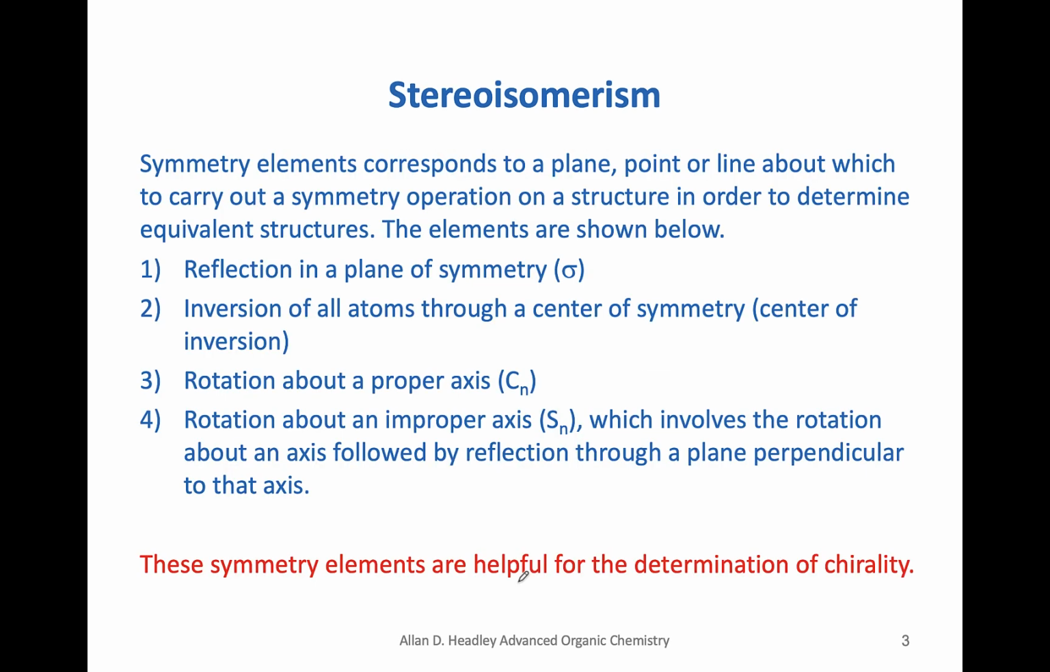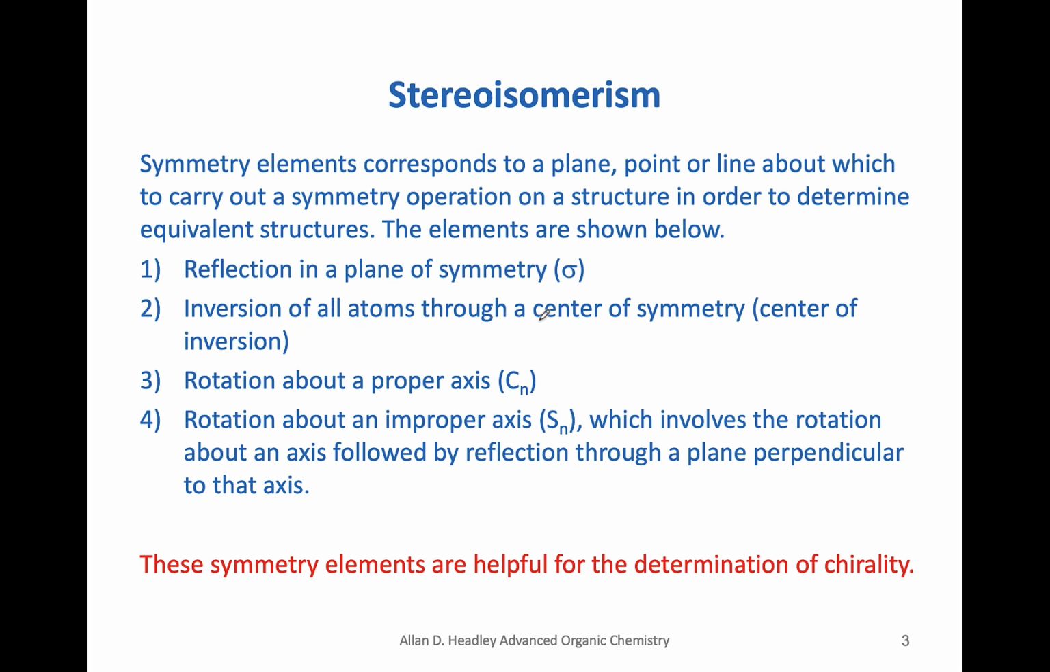So let's start. Symmetry elements. We look at 4 symmetry elements here. One is reflection in a plane of symmetry. So we have a plane or a flat surface. Is there a reflection across that plane? And what is that reflection? We'll see later on that if that reflection is the same, then that molecule is described as symmetric.